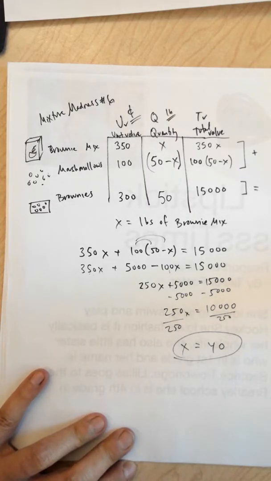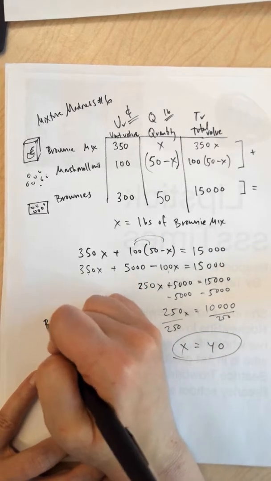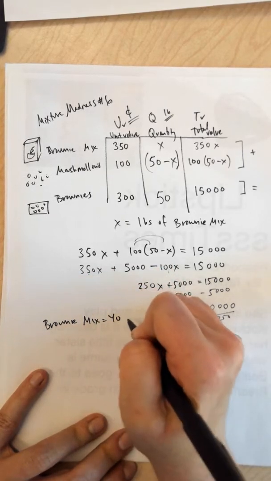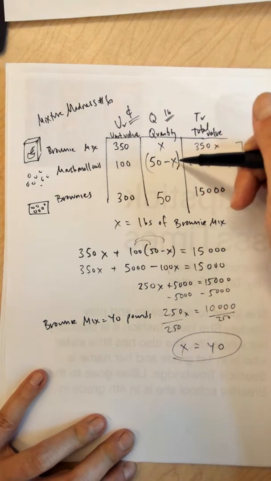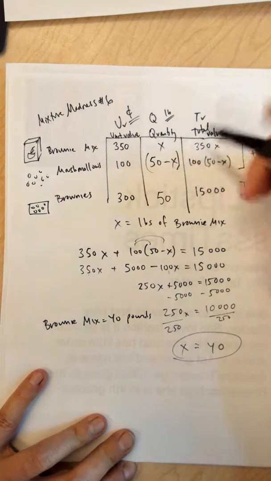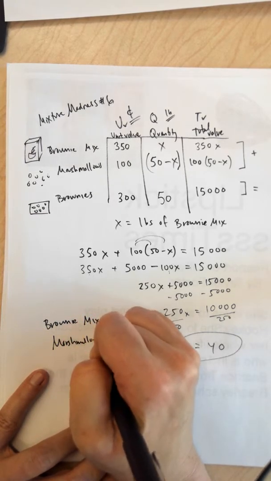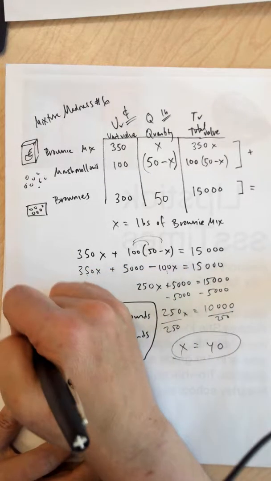It says, how many pounds of the brownie mix and how many pounds of the marshmallows does she use? So we just found how many pounds of brownie mix. I'm going to write it out really clearly. Brownie mix, 40 pounds. And the other number was 50 minus x. If x is 40, 50 minus x is 10. So marshmallows is 10 pounds. There is our actual answer.